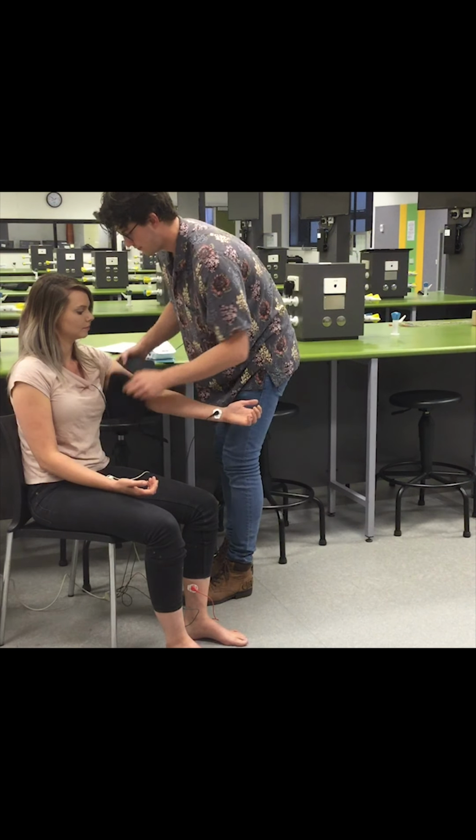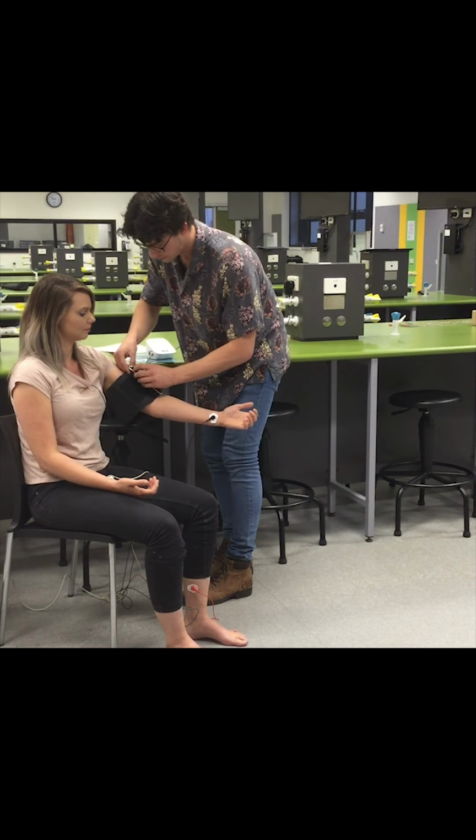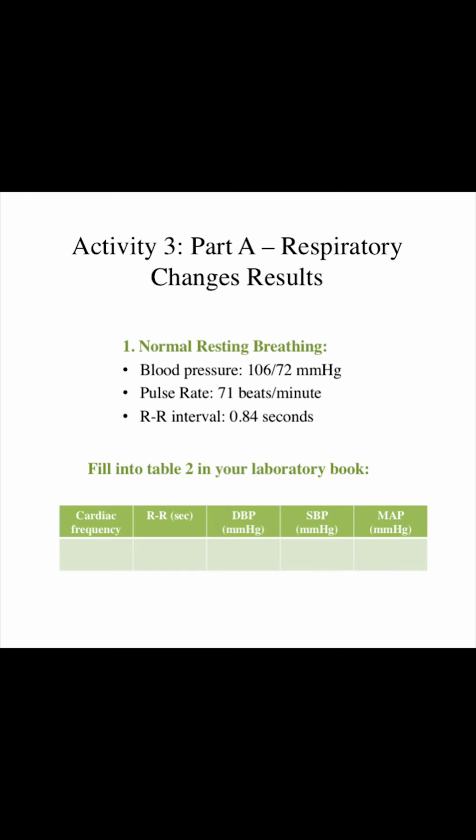The demonstrator will then take the participant's normal resting blood pressure measurements. The participant's cardiac frequency, presented as pulse rate, R to R interval, and blood pressure are recorded here under normal sitting conditions. The systolic and diastolic blood pressure can then be used to calculate mean arterial pressure. These results are to be recorded into the table on page 14 of your lab books.